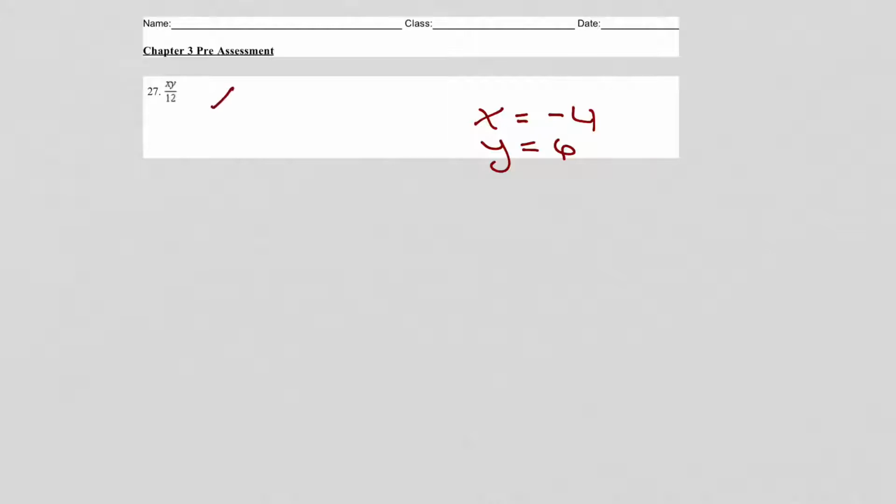Alright, so I'm going to go ahead and write the problem, xy over 12. If there's no sign between the two letters, we can put times. We can only put a times between two letters, not between two numbers. Like the number 12 is just 12. But xy means x times y. So in that case, it's -4 times 6 all over 12.